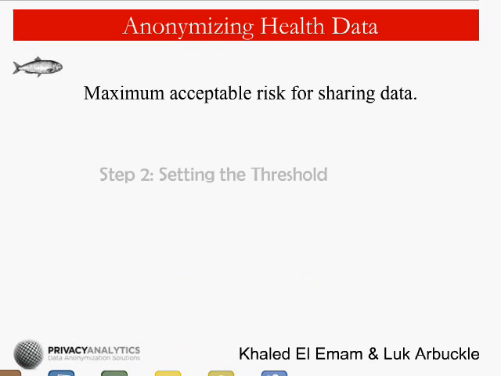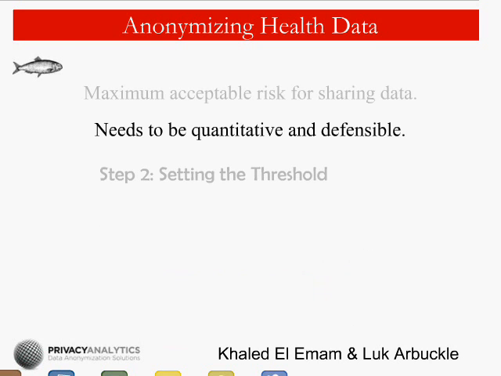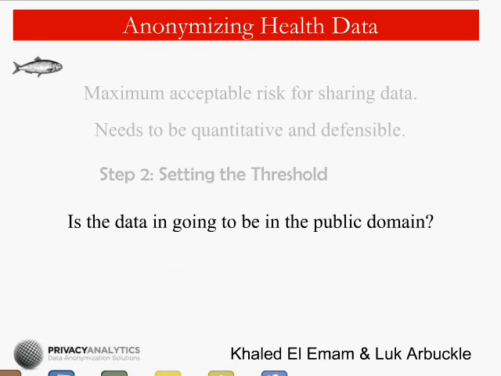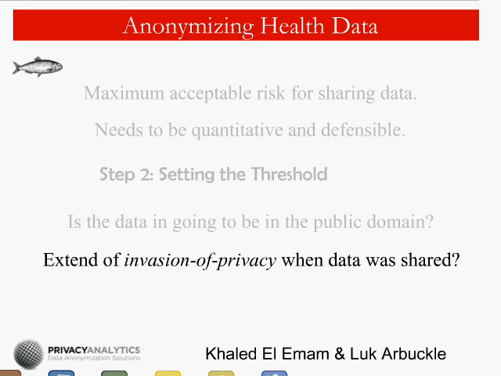Okay, so by using these precedents, we can justify thresholds within that range, between 0.3 and 0.05. One of the criteria, of course, is whether the data is going to be posted publicly or not. Public release is very different from private release, where you're going to make data available to a known entity. One way to determine the exact threshold that you will use within this range is what we call the invasion of privacy test.